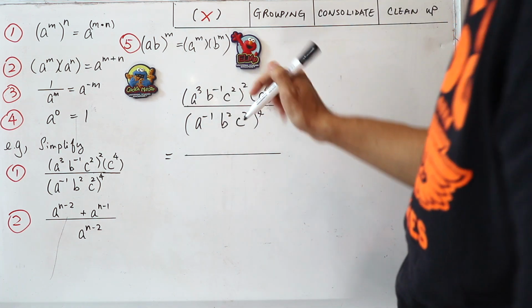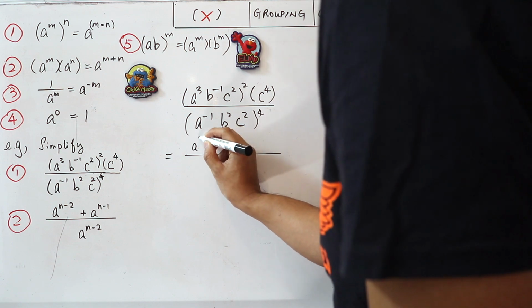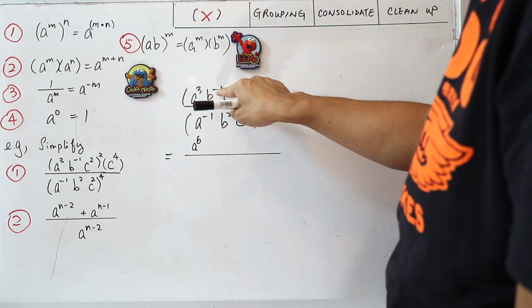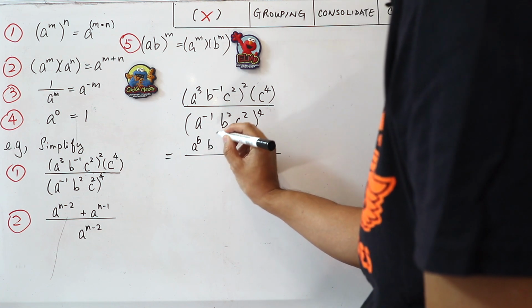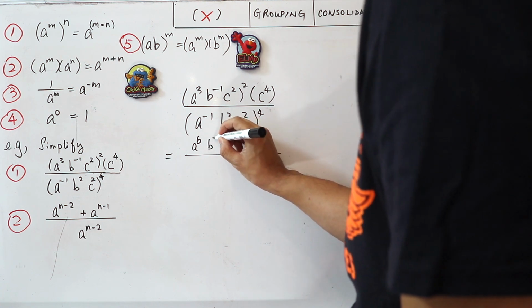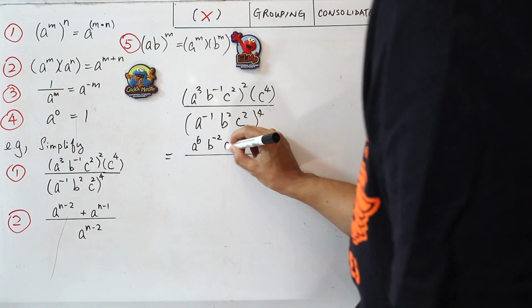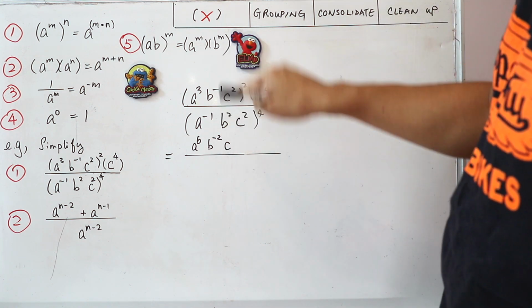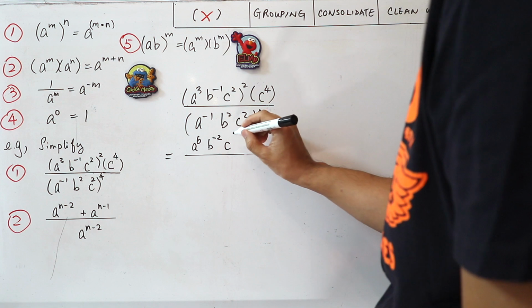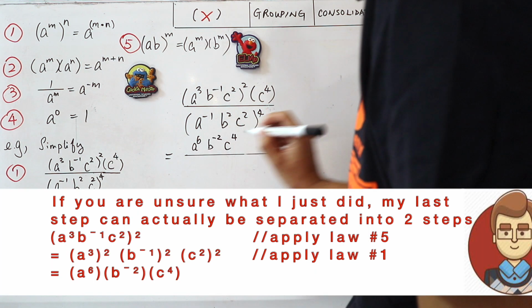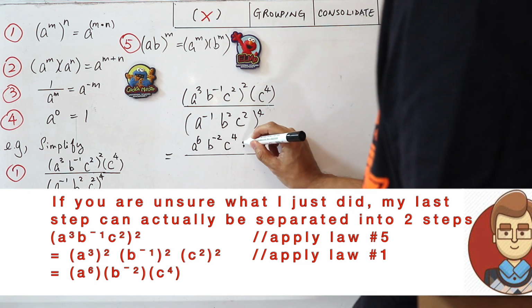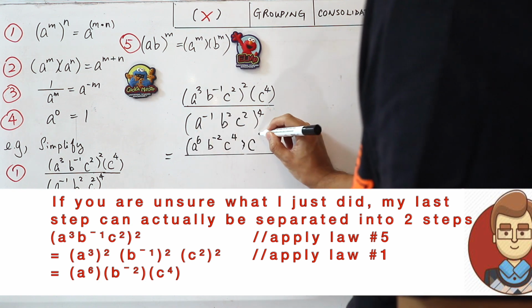So a cubed squared becomes a to the power 6. b minus 1 squared becomes b to the power minus 1 times 2. So that becomes minus 2. c squared and then squared, so it becomes 2 times 2, which is 4. Okay? And then we have a times c to the power 4 here.